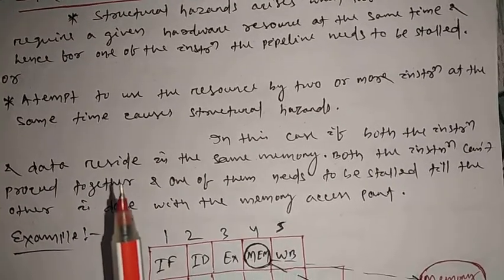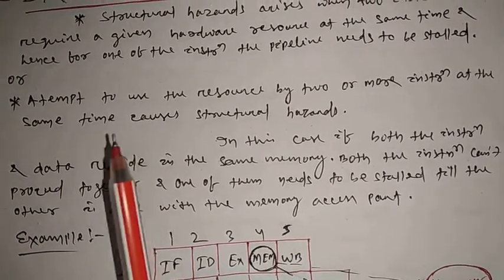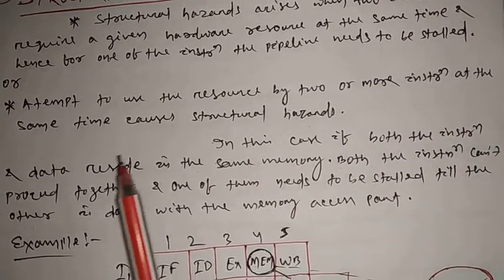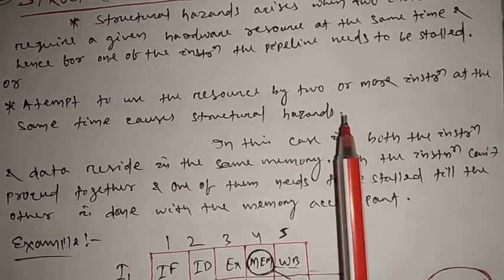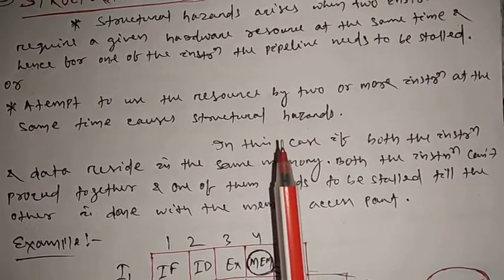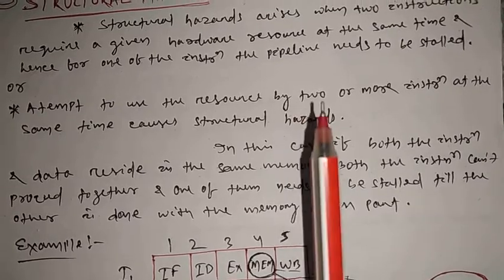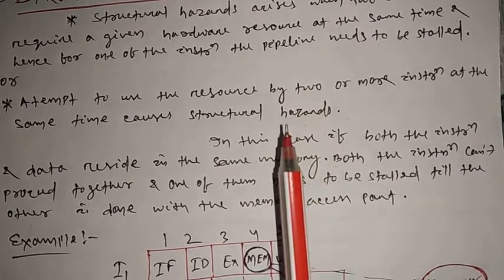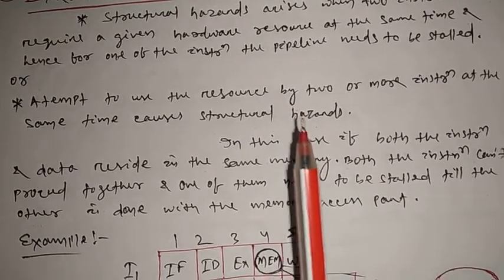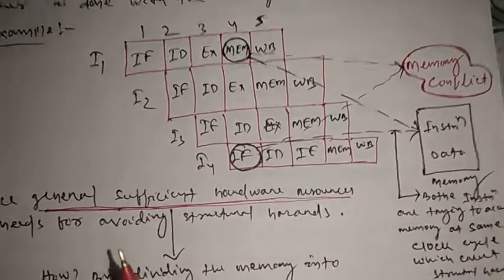So another definition is there. Structural hazard is what? An attempt to use a resource by two or more instructions at the same time causes structural hazards. So what is structural hazards? When more than one instruction wants to access the same resource at the same time, they cause structural hazards. Let's take an example, you can understand it better here.